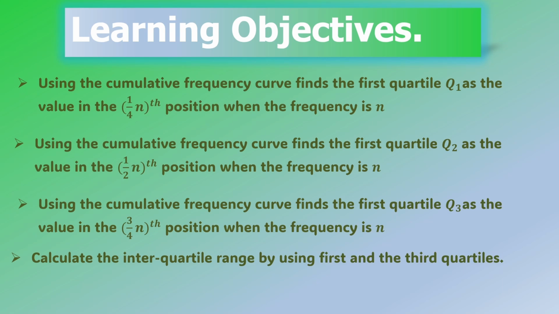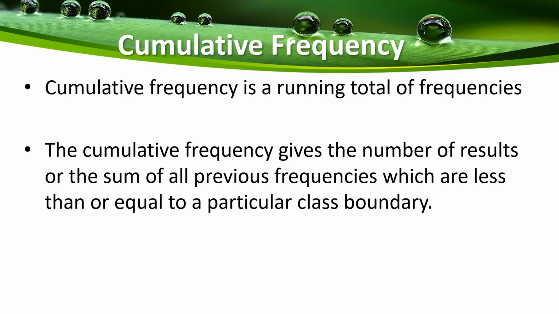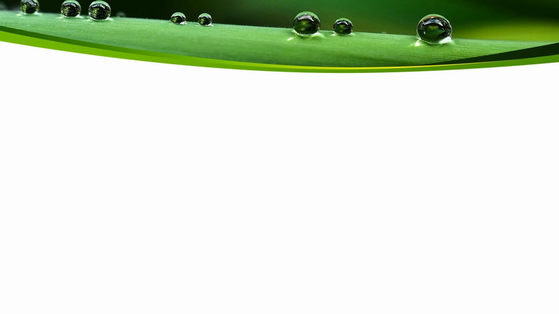To begin the lesson, we should know what exactly cumulative frequency is. In a simple way, I can explain it like this. Cumulative frequency is a running total of frequencies. We can explain it like this also. The cumulative frequency gives the number of results, or the sum of all previous frequencies, which are less than or equal to a particular class boundary. It seems a little bit hard to understand. Anyway, I will explain this with an example.